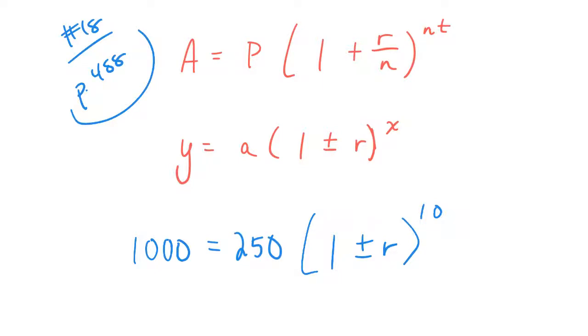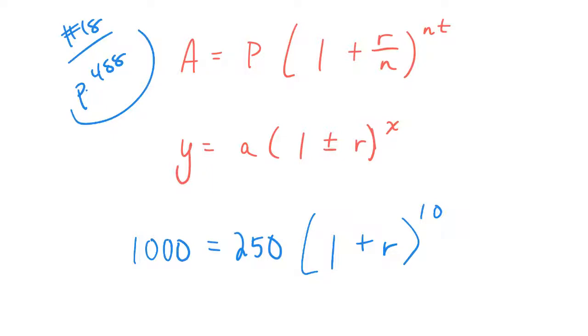So again, we're looking for the annual rate of increase. Now, it says that it's increasing. You know that it's increasing because you're going from 250 to 1,000. So am I going to put 1 plus or minus r, really? What am I going to put? Plus, because it's increasing. So get rid of that minus sign because of the context of the problem.